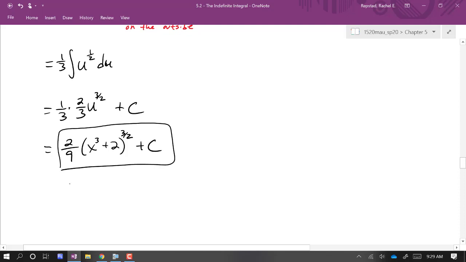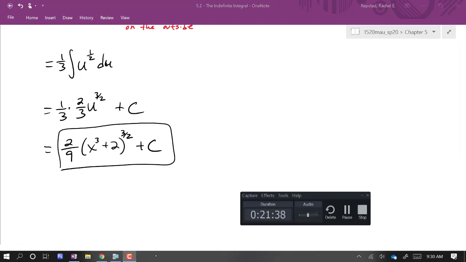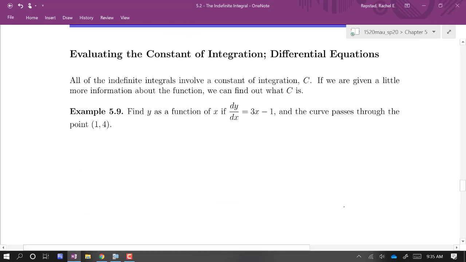And there's our antiderivative. Right, so sometimes when we're solving these indefinite integrals, what we're doing is we're looking for the family of functions whose derivative is whatever function they give us, right? So really that's the piece of information.